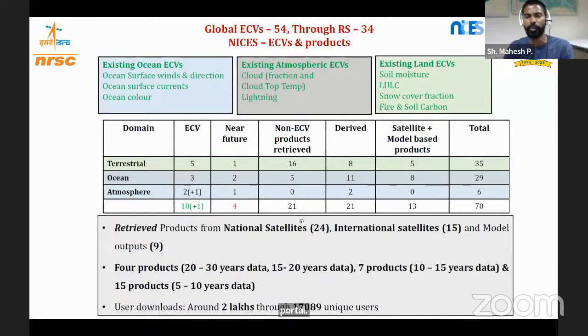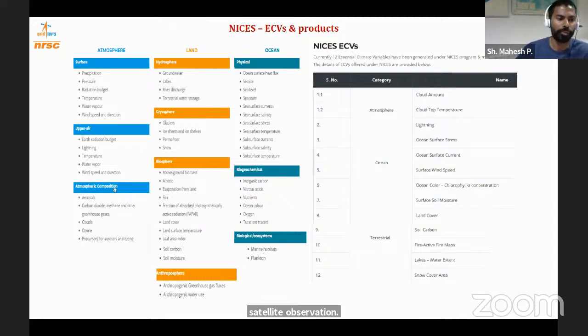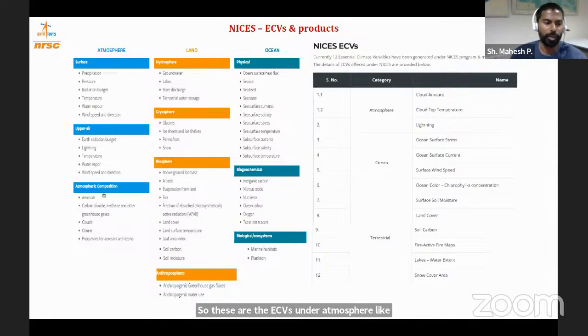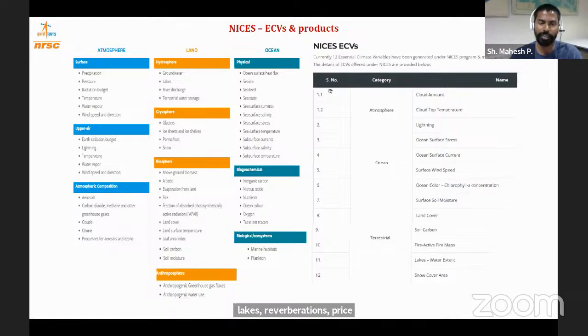So these products are developed using national and international satellite observations. These are the ECVs under atmosphere, like surface, upper air, atmospheric composition. When it comes to atmospheric composition, like I said, aerosols, carbon dioxide, basically greenhouse gases, clouds, ozone and their precursors, and the hydrosphere: groundwater, lakes, river discharge, cryosphere. Like that, land, atmosphere, land, ocean. So these are the spheres having different parameters under each.